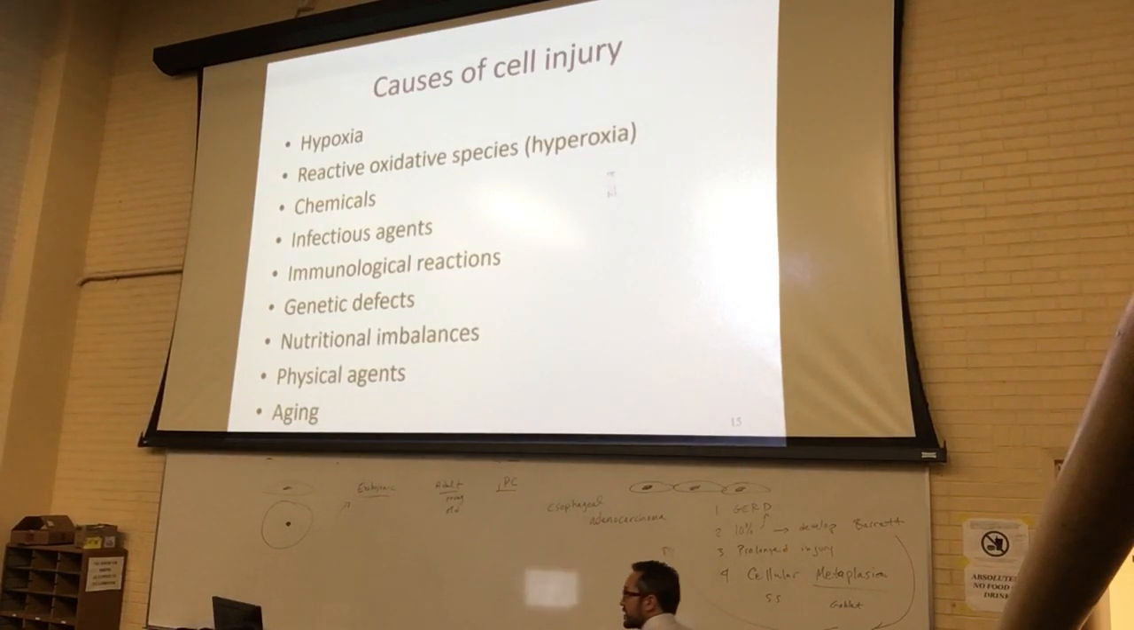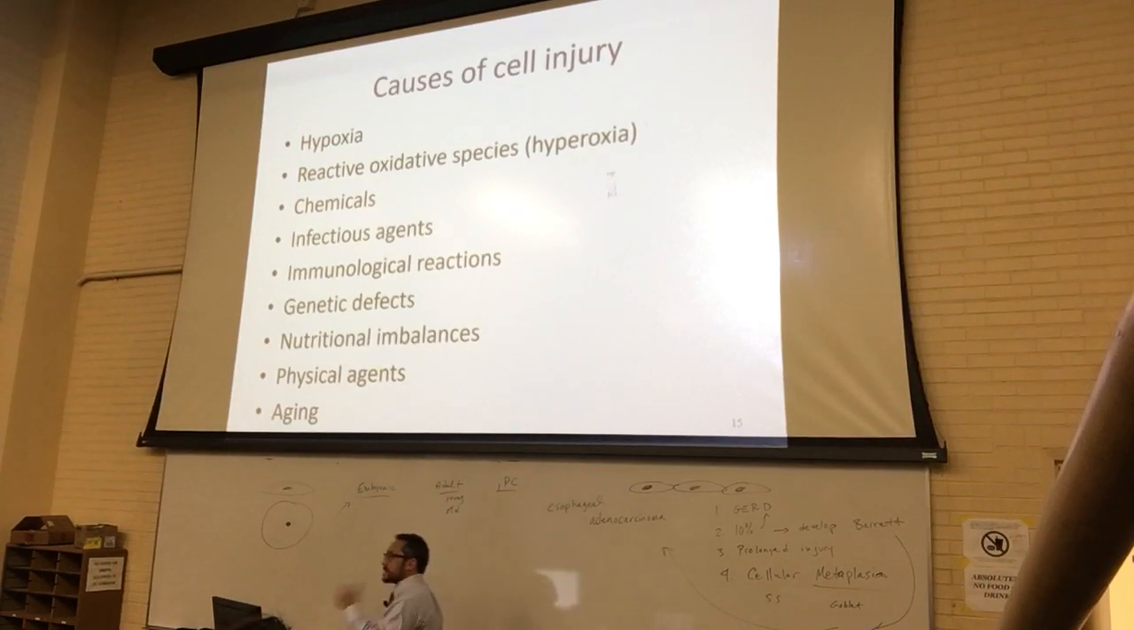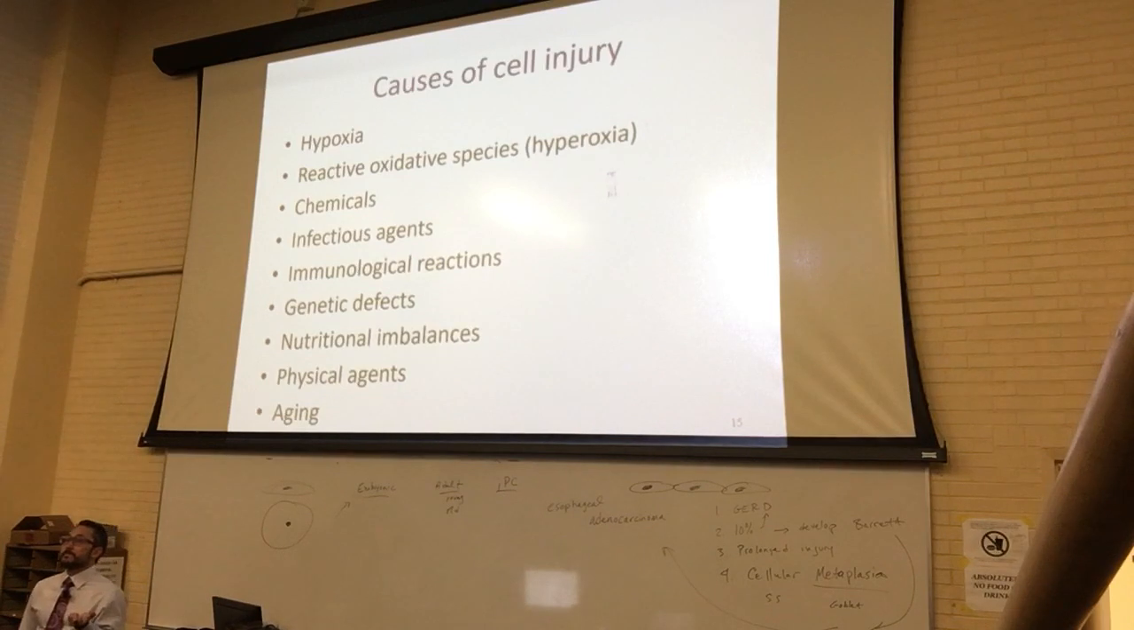Hypoxia. Hypoxia is the lack of oxygen into a tissue, kind of like what happens with that cardiovascular heart disease that we talked about. Then we're going to talk about hyperoxia, too much oxygen species, which are called free radicals or reactive oxygen species. We'll talk about that this semester. We'll look at infectious agents, whether they're bacteria or viruses. Those can cause pathologies, clearly.